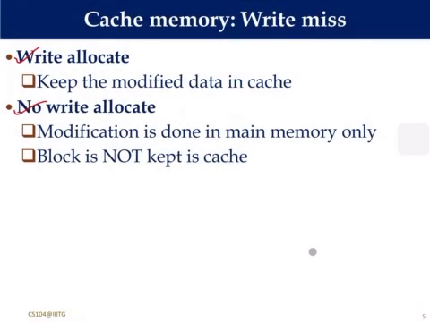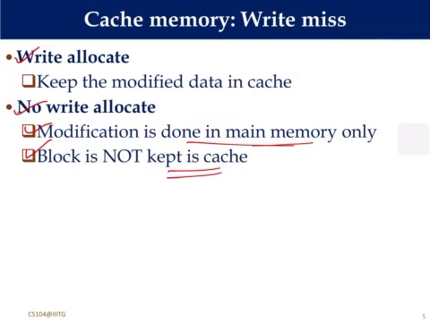Now, in no write allocate, modification is done only in the main memory, or in the next level of memory, whatever with respect to the concerned level of cache, and the block is not kept in cache, right?